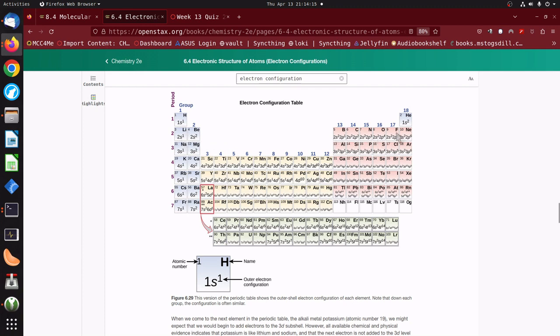Okay. If I wanted to do the same thing for lithium, I would go all the way back over here, and I would go up, and I would just be at helium. So for lithium, it's going to be 1s2, 2s1. All right. And so following through with this table like that, it's really easy for us to get the electron configurations that we're looking for.